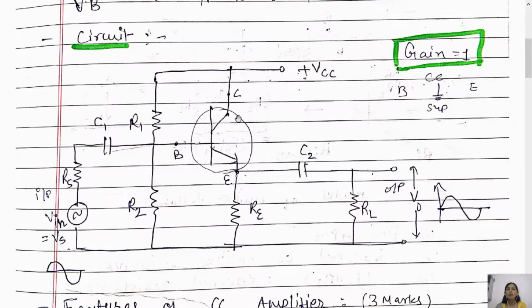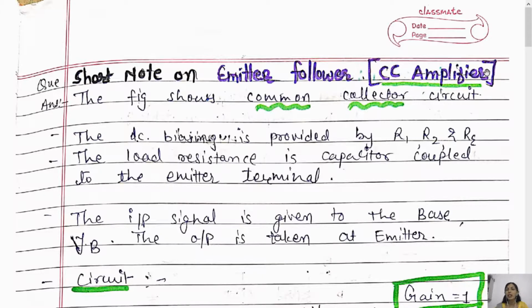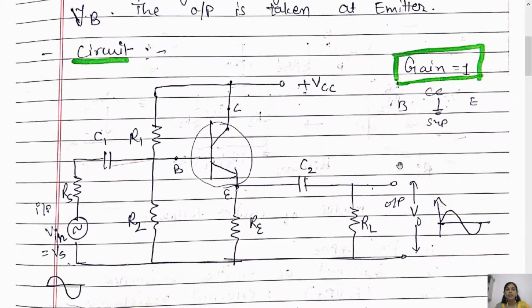This is nothing but the voltage divider biasing connection of common emitter. It looks like common emitter, but it's the circuit of our topic, that is common collector. How this connection has been done is important to know. The DC biasing is provided by R1, R2 and RE. Look at this. This is the voltage divider bias.